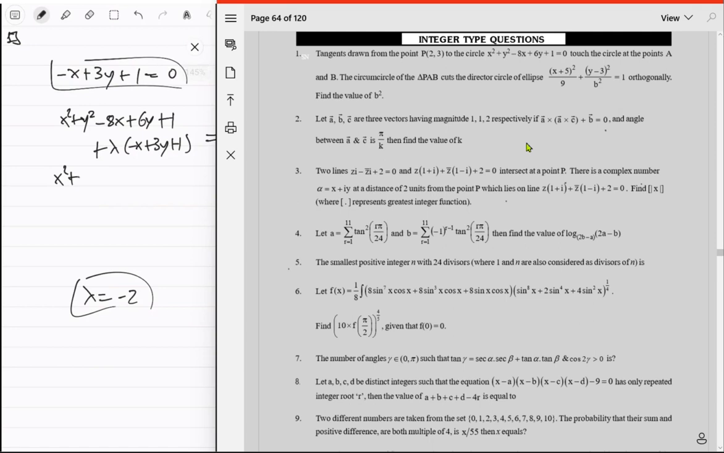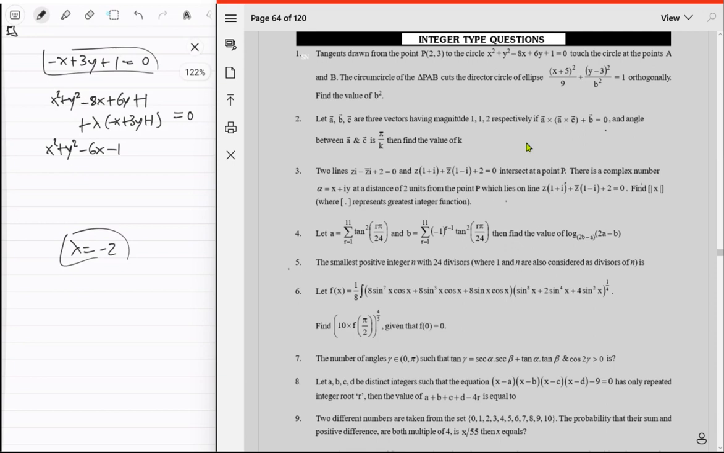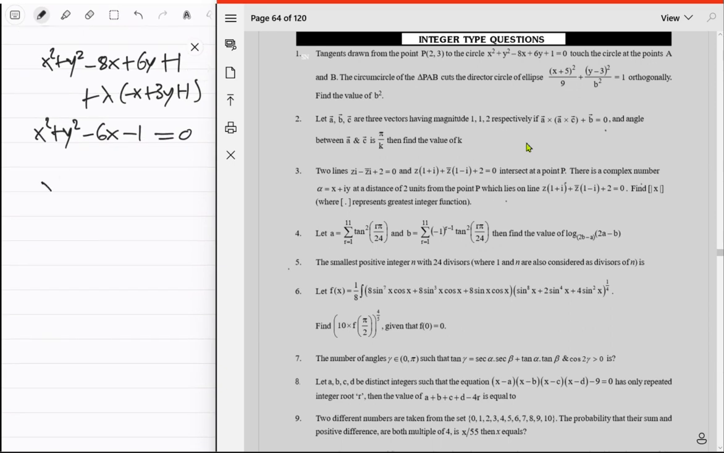X square plus y square, फिर plus 2x minus 6x, फिर यहाँ पे 6y minus 6y मर गया, and then just 1 minus 2 which is negative 1. So ये अपना circle रहेगा x square plus y square minus 6x minus 1 is equal to 0. And so directly circle is x minus 3 का square plus y का square is equal to 9 plus b square, right?